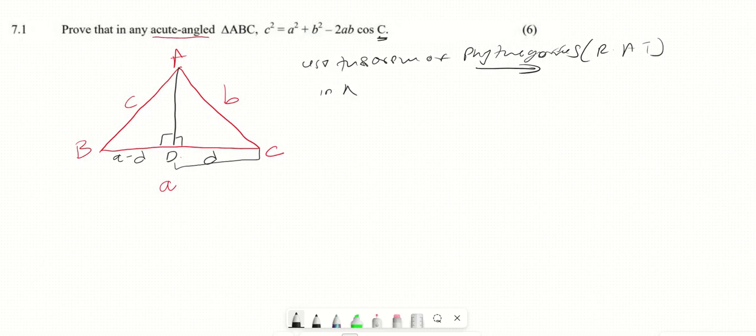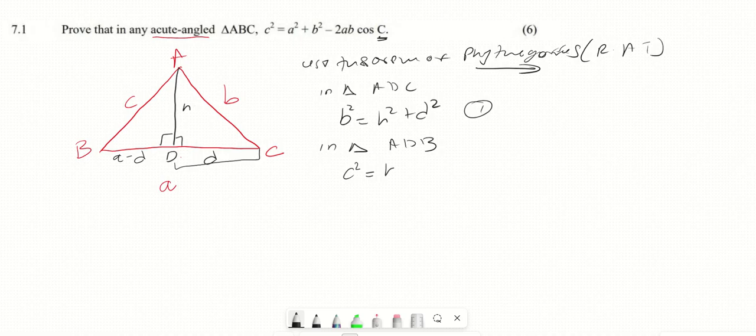In triangle ADC, I'm going to say this is my height h. Then b squared is equal to h squared plus d squared. That's equation 1. Now in triangle ADB, c squared is equal to the height squared plus (a minus d) squared.